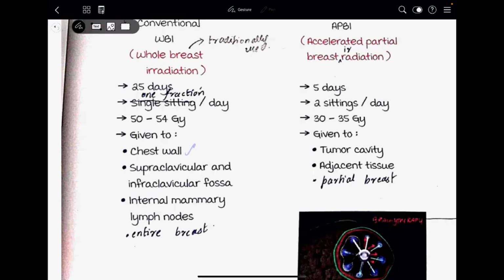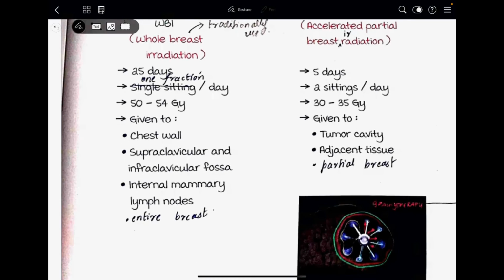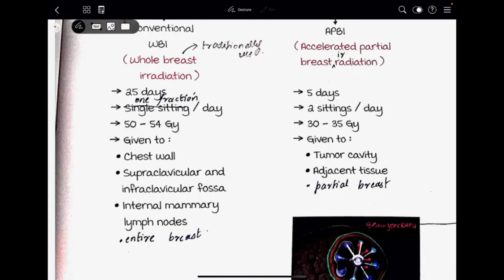So let's do this again. Chest wall, supraclavicular and infraclavicular fossa, and internal mammary lymph nodes, breast. Yeah, in and around the breast. That's how it is.